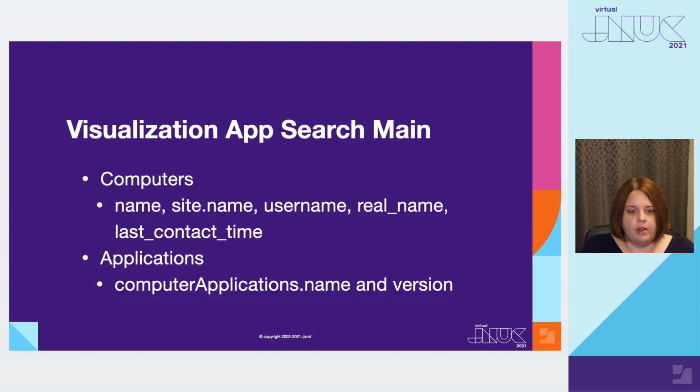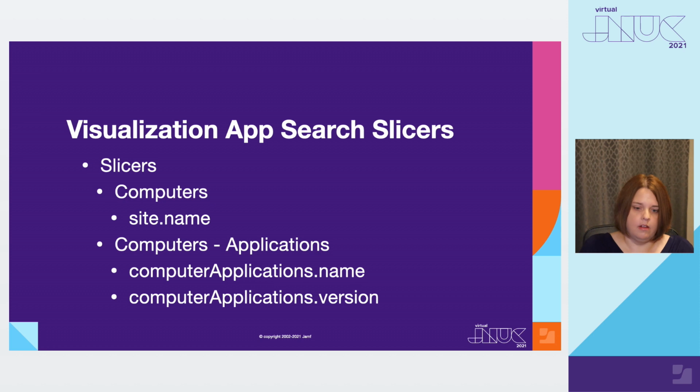So here again, this is how I constructed this search in the main visualization, the one at the top. I'm using stuff from the query called computers, which is probably the one you're going to be working out of the most. And it's called name, site name, username, real name, last contact time. And then for the application side, since they're linked, these queries know how to talk to each other. I can use the application name and version. So again, we're talking about using slicers, same setup. This time we're using a slicer or two slicers from the computer application side of the house. So we can search on that.